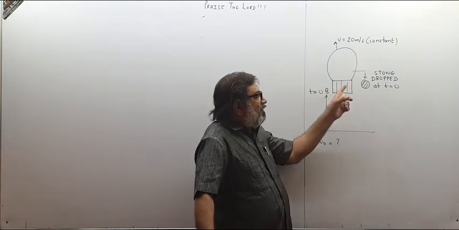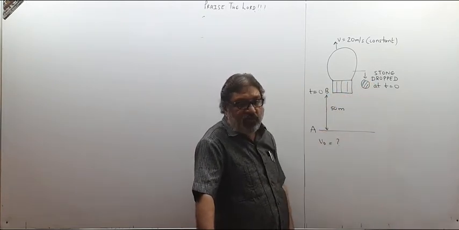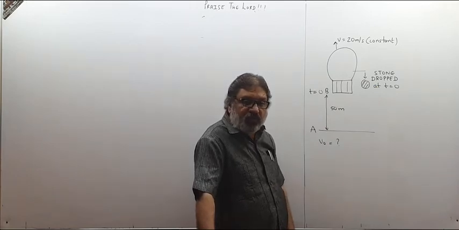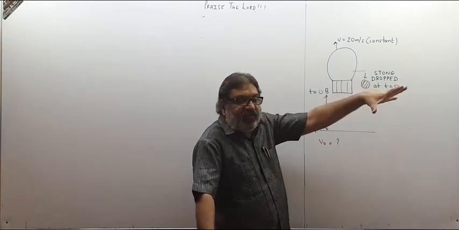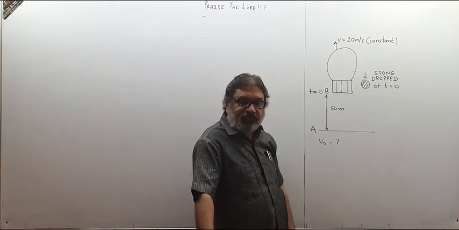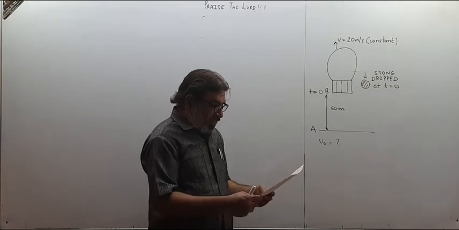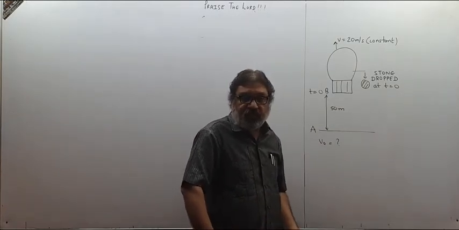At that time, when it reaches the height of 50 meter, a stone is dropped at t equal to 0 from the balloon. Dropped means it is just left. We are not throwing it anything. It is just dropped from the balloon. We are asked what is the initial velocity of stone.